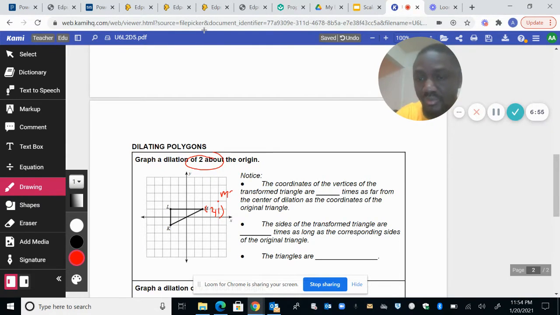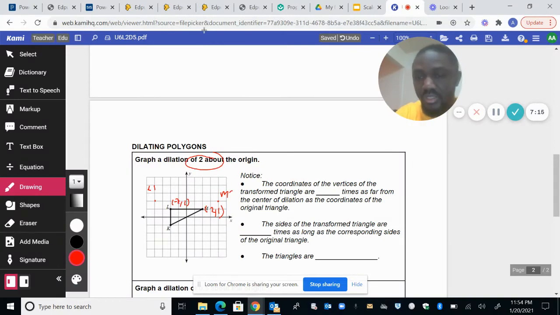You do the same thing for L. L is at X component negative 2, Y component 1. So negative 2 times 2 gives us negative 4, and 1 times 2 gives us 2, so you're going to have L prime somewhere around here.